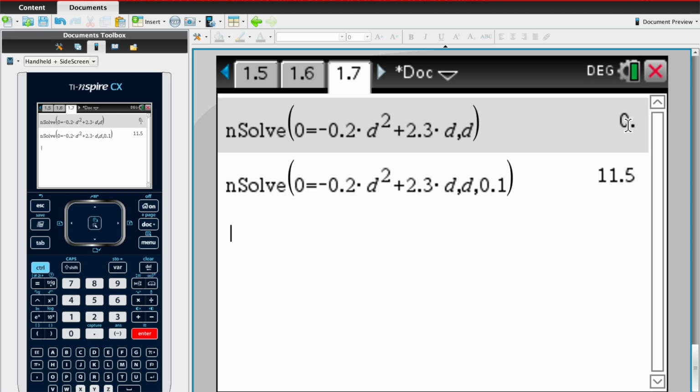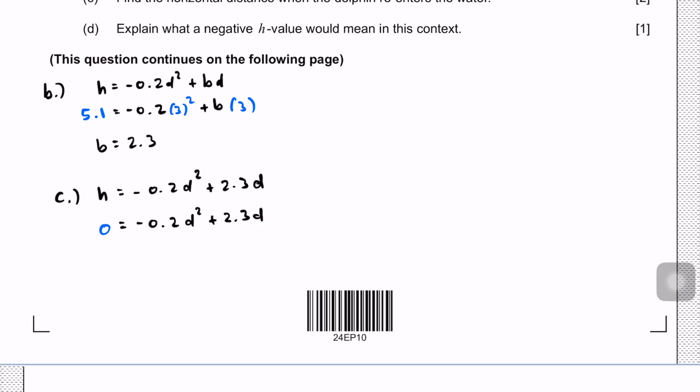We say, okay, well, I don't want to include 0. Start at 0.1, find everything to the right. Okay, so there it is. After 11.5 meters, the dolphin re-enters the water. Let's go back to the document. So d is equal to 11.5, let's put meters in.